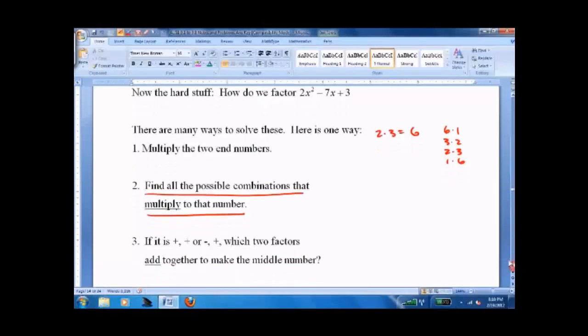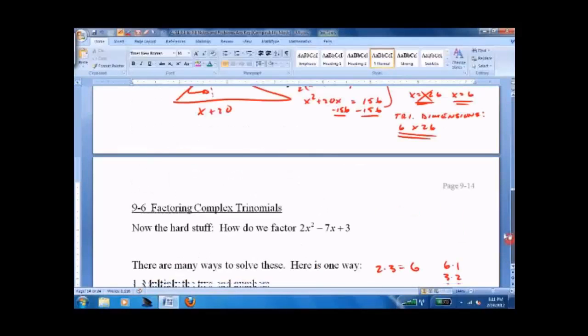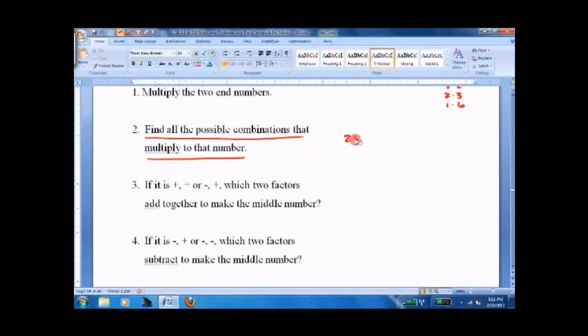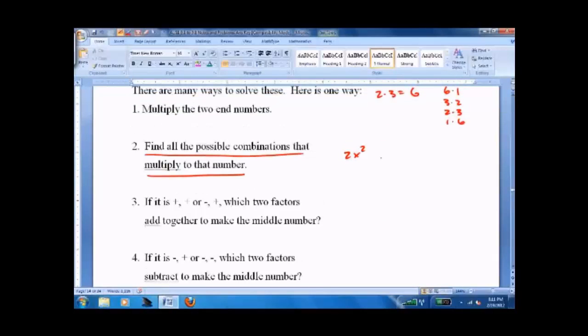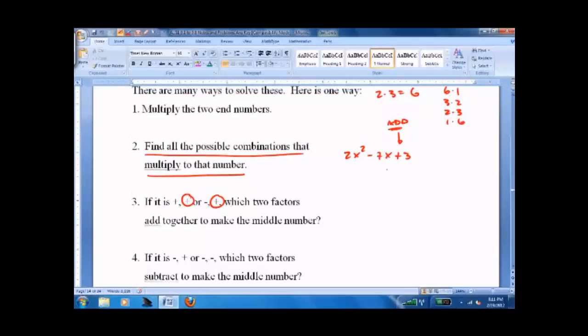Now, rewrite the equation so we can see it. If it is plus or minus plus, add together. And the way to remember that, it's always the plus at the end. So this, add. Which one of these add up to negative 7x? And the answer is both of them do.